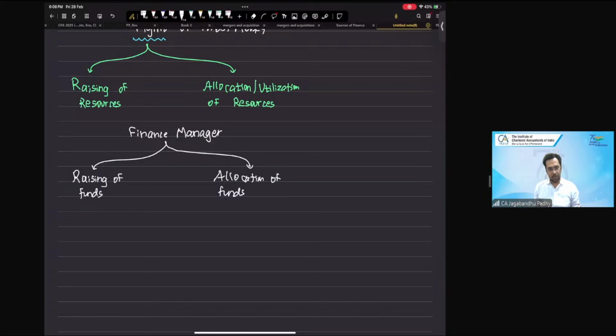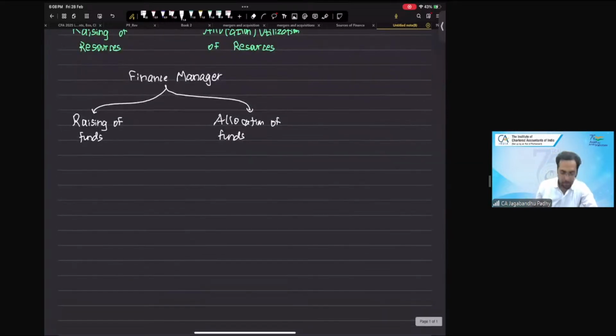First is getting the funds for the organization and then investing or allocating the funds into different areas of the organization. Am I right? This is what a typical finance manager would do. That's what the role of finance manager is, guys. The finance manager is supposed to be getting the funds for the business and investing it in appropriate areas, right? Raising and allocation of funds, generally we call it investment of funds.